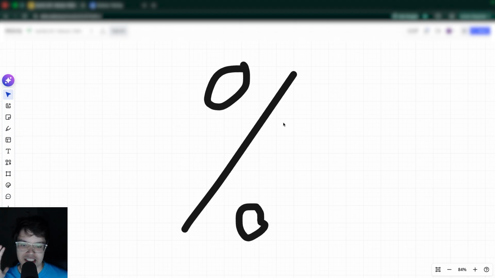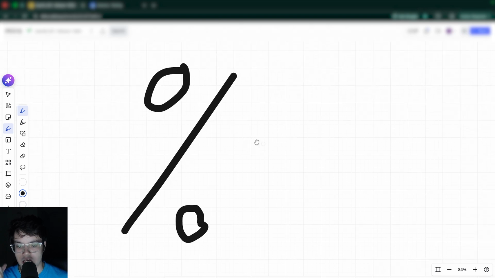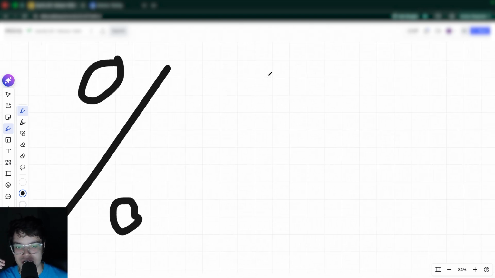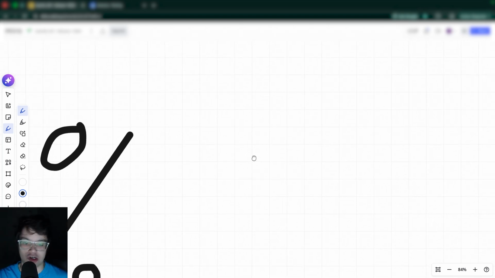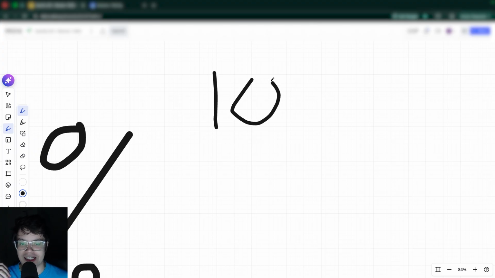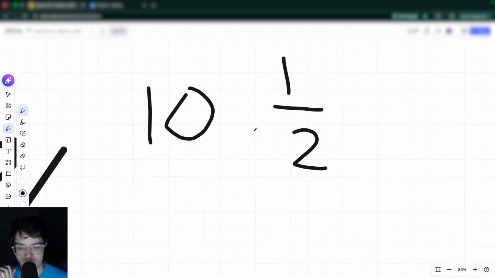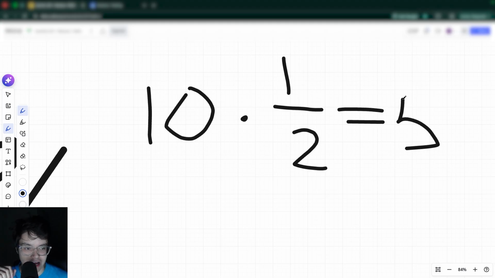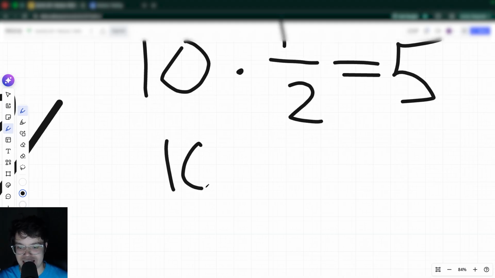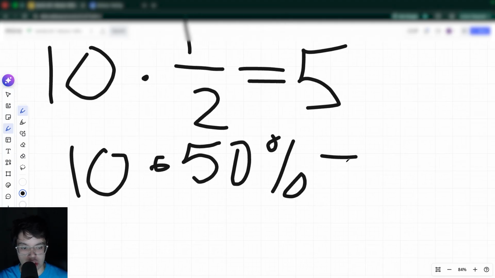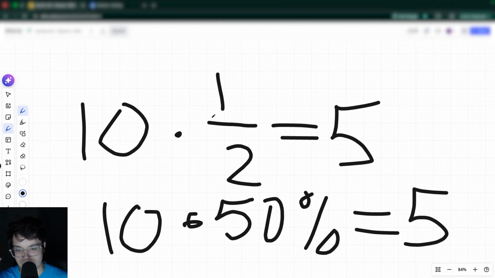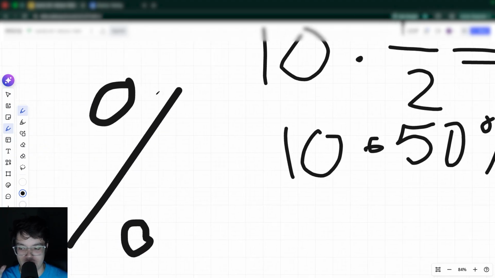So percentages, just to get the very basics out of the way, if you're not sure what this even means in the first place. What this basically is a fraction of a number. So fractions, in case you don't know what that is, it's like if you take a number like say 10 and you're only taking a piece of this. So 1 out of 2 multiplied by 10 would be equal to 5. Another way of writing this exact thing is saying 10 times 50%, or you could say 50% of 10, which would also be 5. So it's just another way of writing a fraction where you're taking a piece off of a number. So that's the very basics.